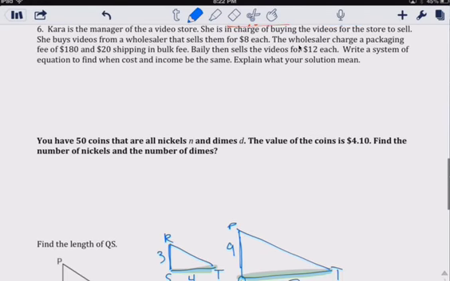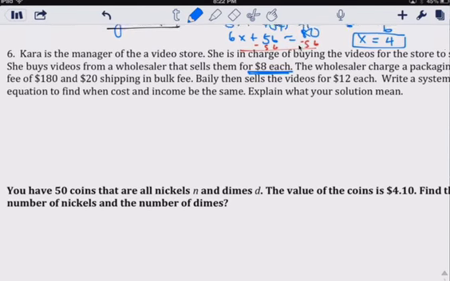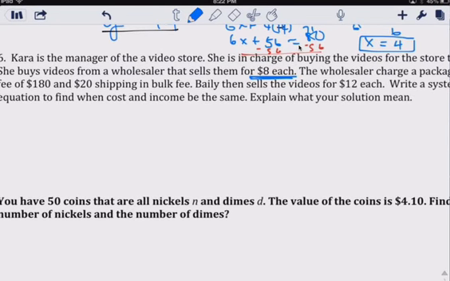Okay. Kiara is the manager of a video store. She is in charge of buying the videos for the store to sell. She buys videos from a wholesaler that sells them for $8 each. The wholesaler charges $8 each, so she's buying each video wholesale for $8 each.